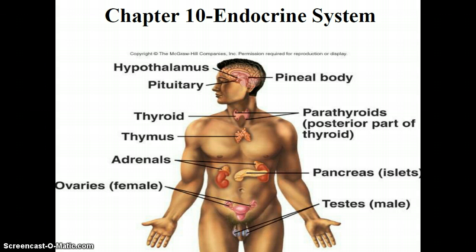Here's our guy, looking a tiny bit smushed, I think, but demonstrating for you the glands of the endocrine system. The endocrine system is made up of glands. They produce chemicals called hormones.